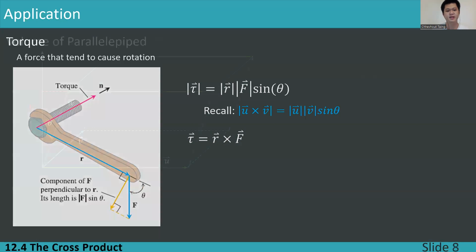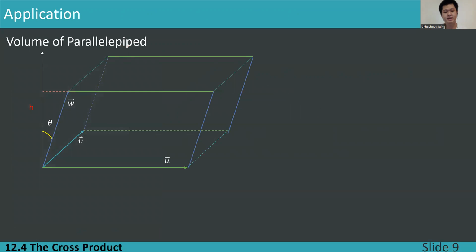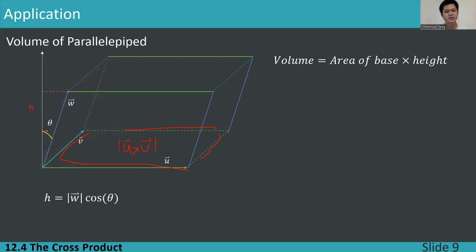Now let's move on to the third application, volume of parallelepiped. To find the volume of a parallelepiped, you have to know its area of base and its height. Well, you know the area of the base, all of this area down here, you know how to calculate it already from the first application. It's just magnitude of u cross v. So that is the area of base. What about the height? Again, for height, we have to use trigonometry. In this case, we can use cosine theta. So cosine theta is equal to the height over the magnitude of w. So the height is equal to magnitude of w times cosine theta. So you put them all in.